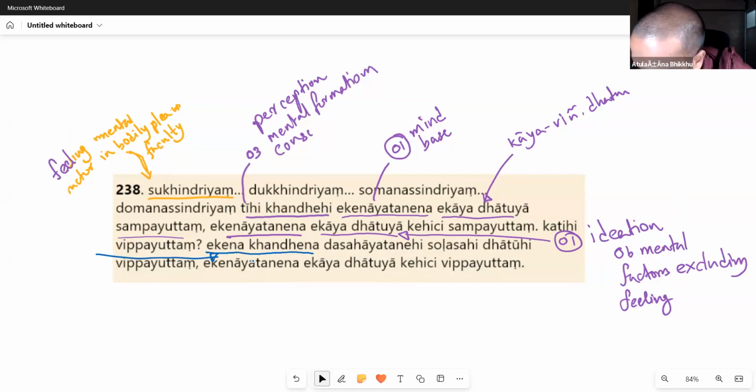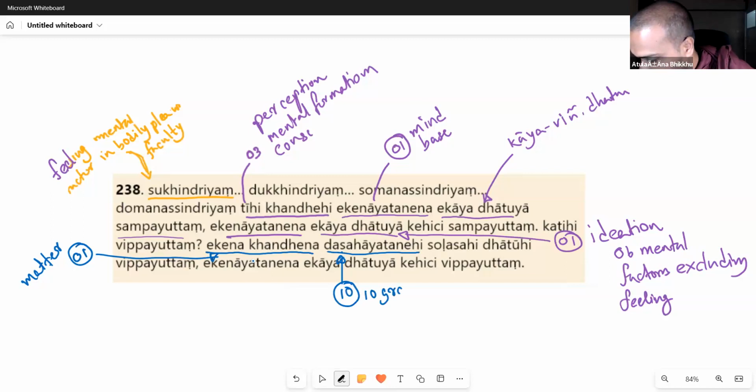It's the matter aggregate. Then dasahayatanehi, 10 elements, 10 bases, that is the 10 gross bases. Then it says solasai dhatuhi. Solasai means 16 elements. So what are those 16 elements?